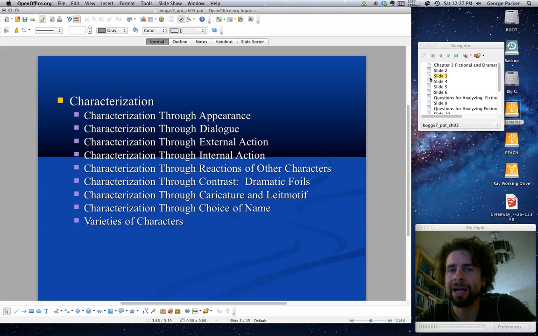Characterization through internal action. Is it because they're really insecure? Or is it some internal conflict that really influences our opinion about them?